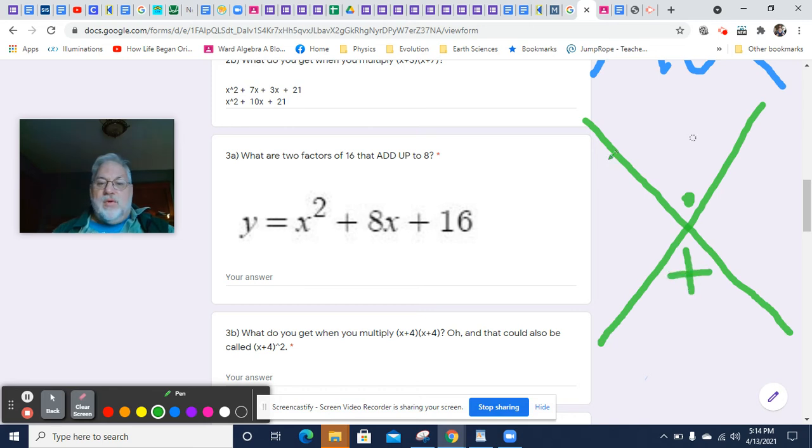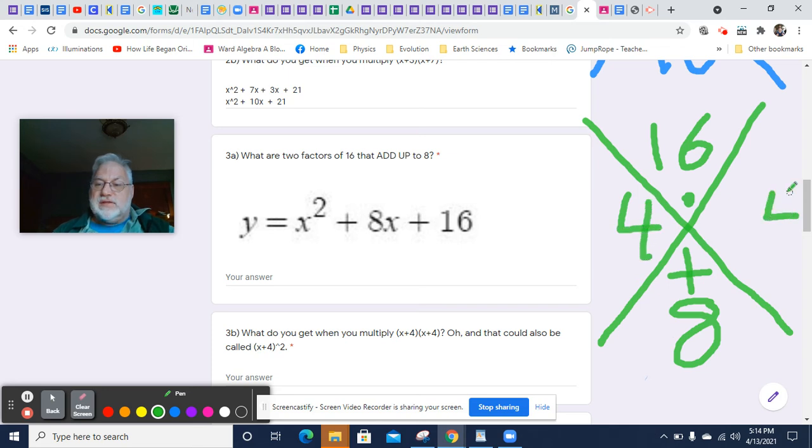Strangely enough, I need two factors of 16. 16 is my product, and they need to add up to 8, so 8 will be my sum. There you go. So I need two factors of 16 that add up to 8. And if you thought of 4 and 4, that works. 1 and 16 doesn't work. 2 and 8 certainly don't work.